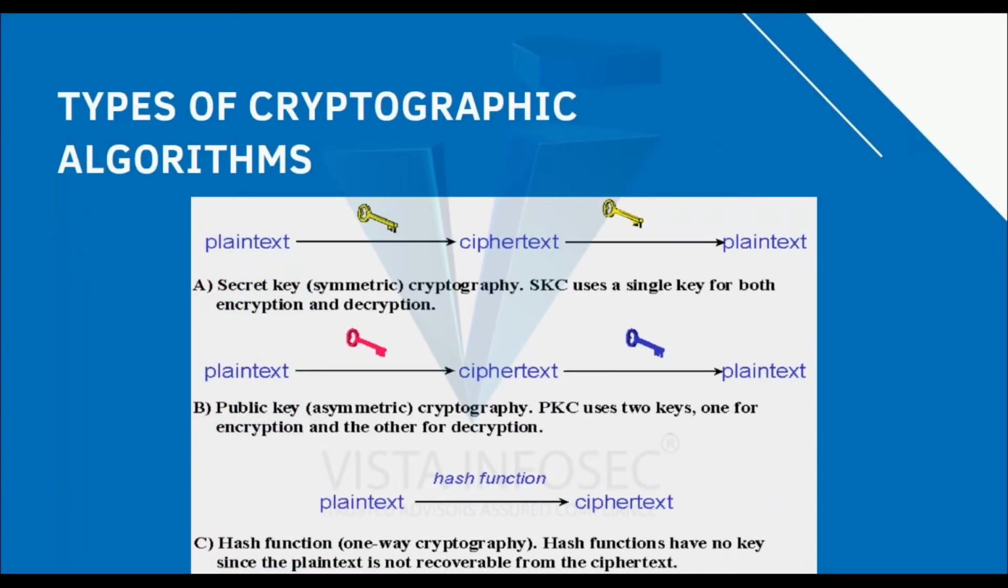So there are these three types of it: A, B, C. Let us look at it. Secret key cryptography, SKC, uses a single key for both encryption and decryption. Public key cryptography uses two keys, one for encryption, the other for decryption. And third is something called a hash function, one-way cryptography. Now, this is not used for encryption or decryption at all.